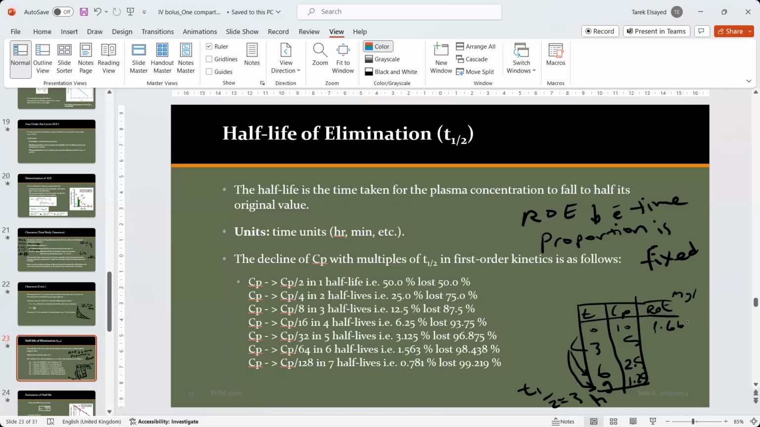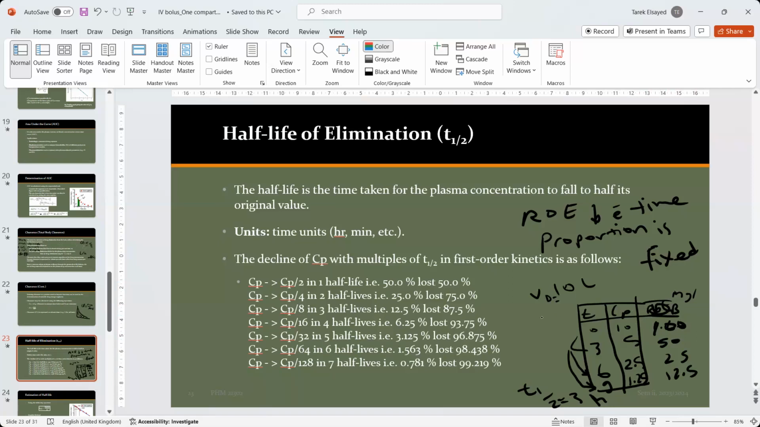Actually, you have to multiply by volume of distribution to get the amount of drug in the body. Say volume of distribution, VD, is 10 liters. So if the concentration is 10, it means the amount of drug in the body is 100. Okay? So the amount of drug in the body is 100, 50, 25, and then 12.5.